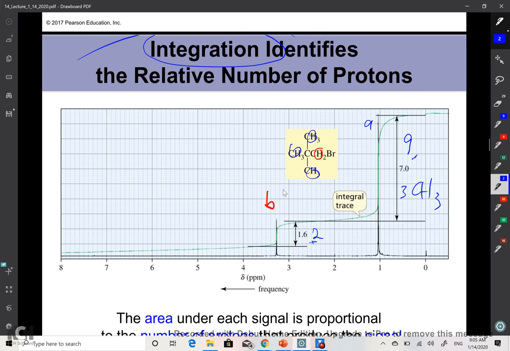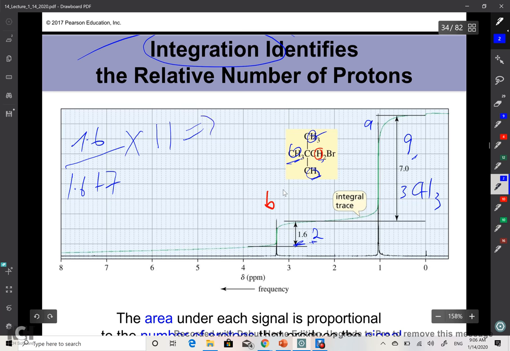Let's do that algebra here. When the signal is given in terms of ratio, as in this case, 1.6 is to 7, we need to find the number of hydrogens. It would be that integral, 1.6, divided by the total integral, which is 1.6 plus 7, multiplied by the total number of hydrogens in the system. How many hydrogens do we have in the system? 11: 3, 3, 3, and 2. So when you do this math, you'll have 2. And for the 7, you do the same thing: 7 divided by 1.6 plus 7, multiplied by the total number of hydrogens, and that should give you 9 hydrogens.